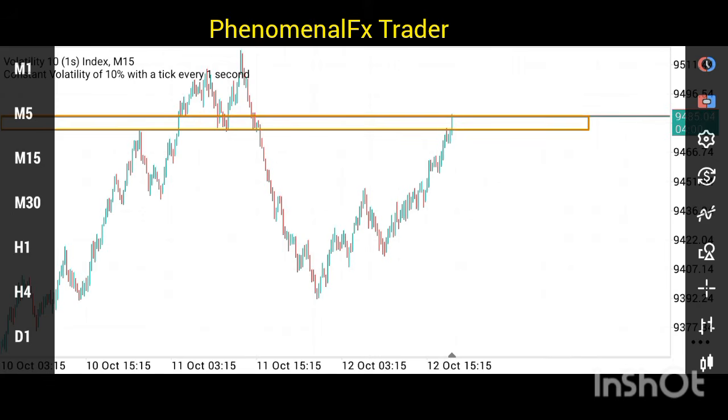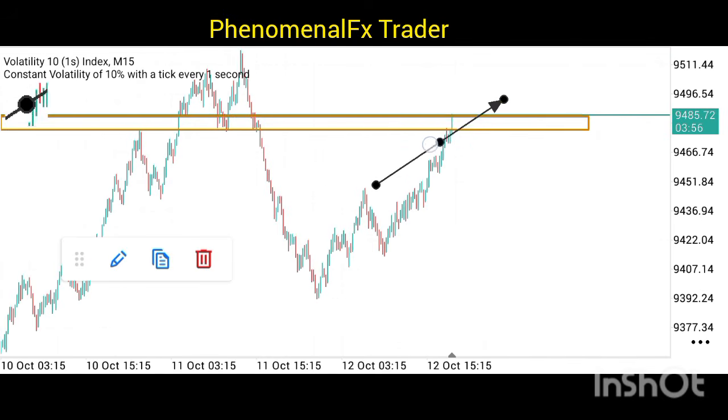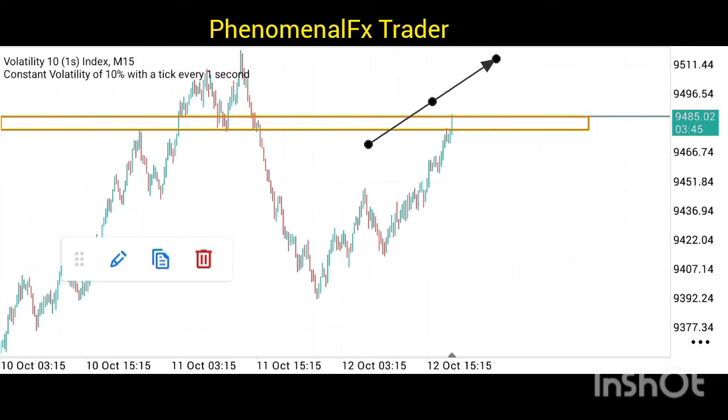If the market closes above in the next about 4 minutes, then pulls back to this level here, you can just take a buy to continue with the bullish structure of the market.